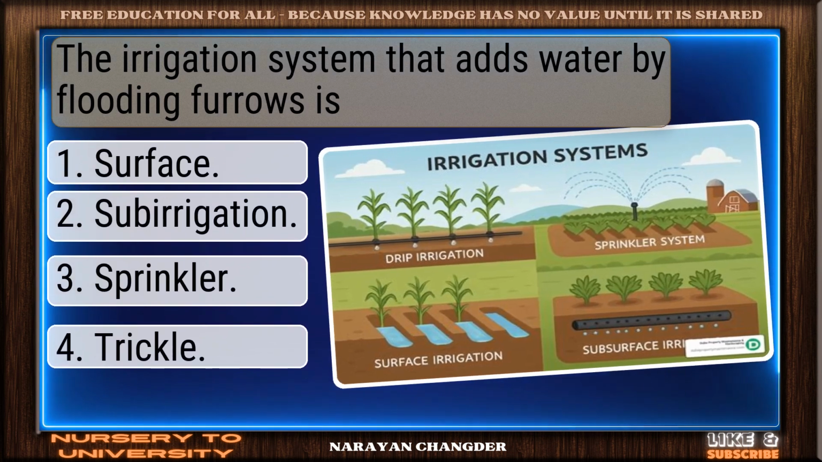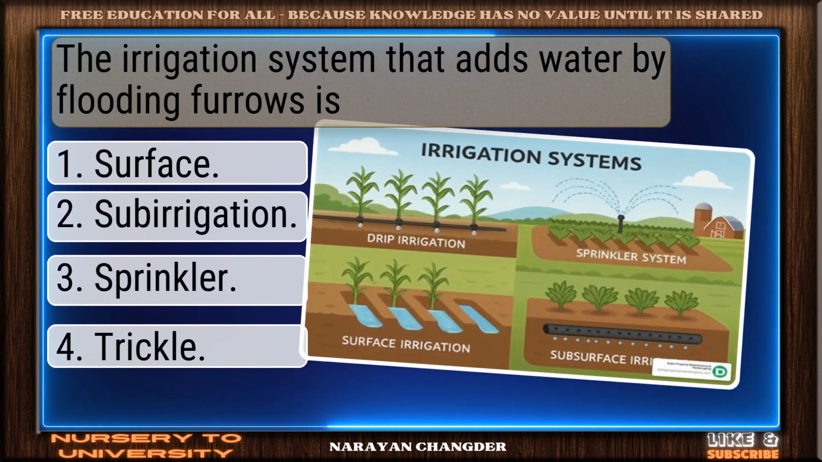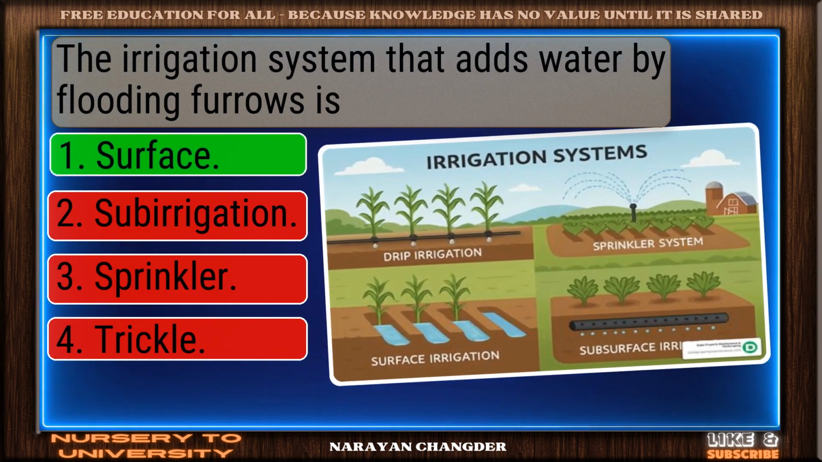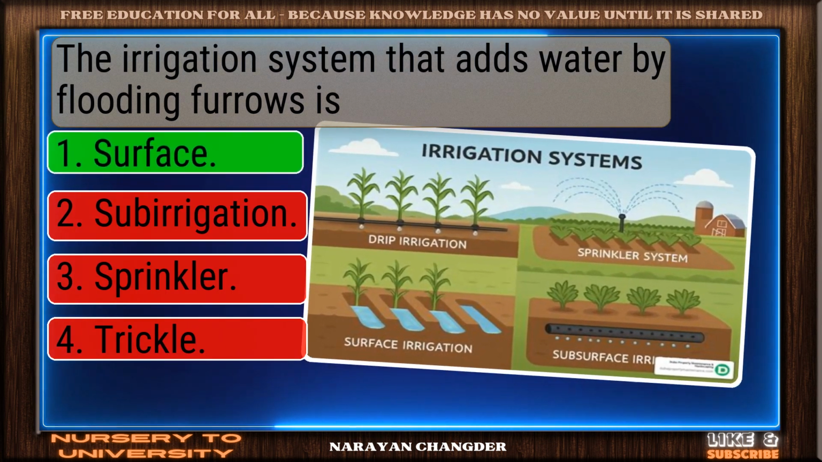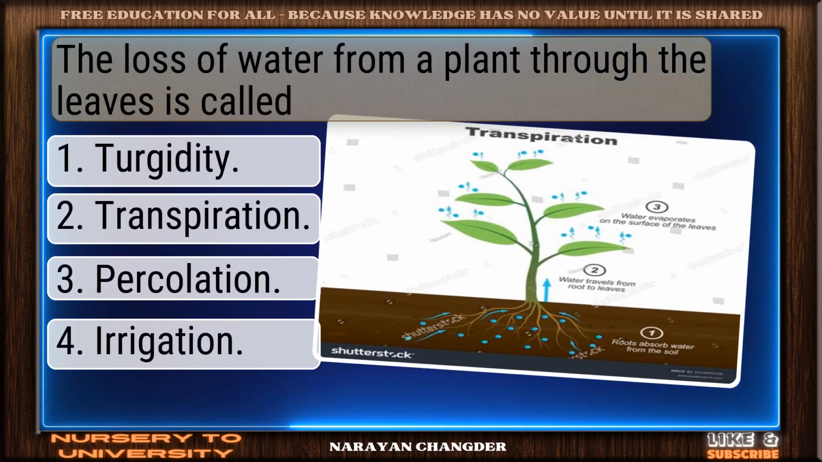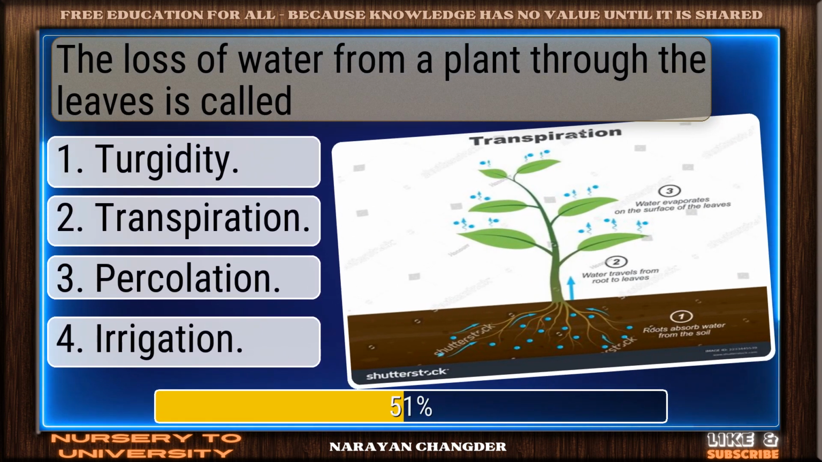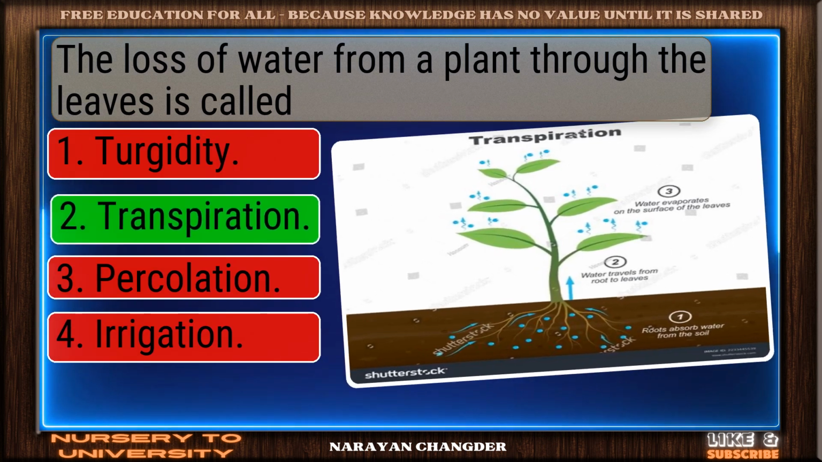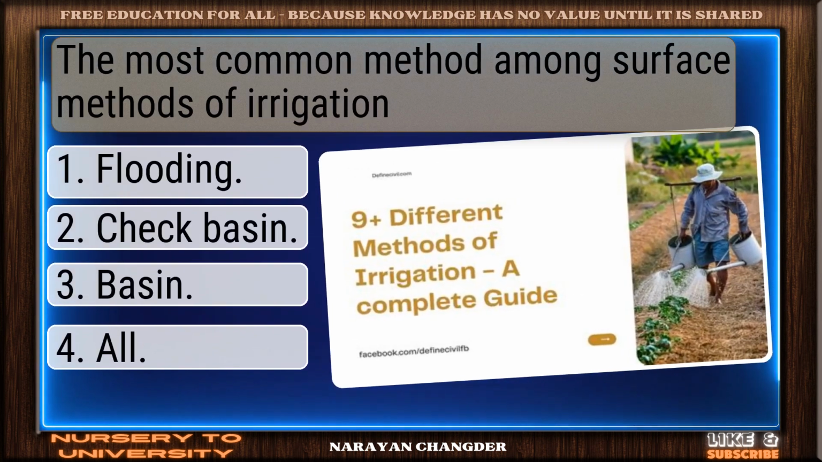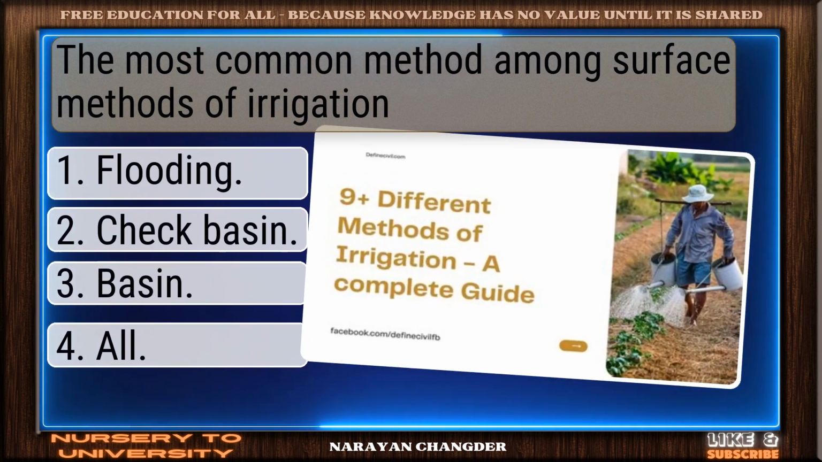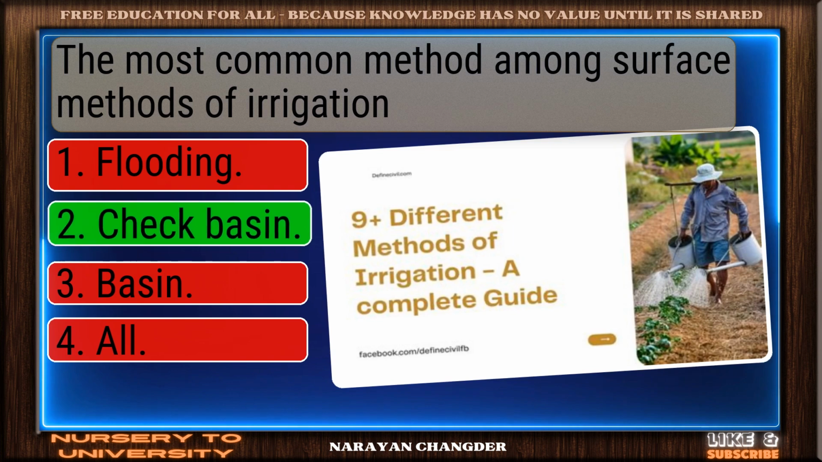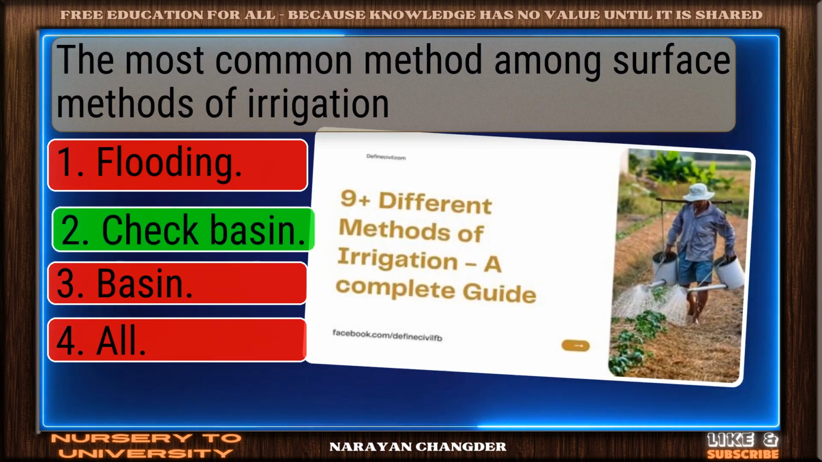The irrigation system that adds water by flooding furrows is... Nicely done. Surface is a solid answer. The loss of water from a plant through the leaves is called... Smart pick. Transpiration is the correct choice. The most common method among surface methods of irrigation. Right choice. Check basin is the best answer.